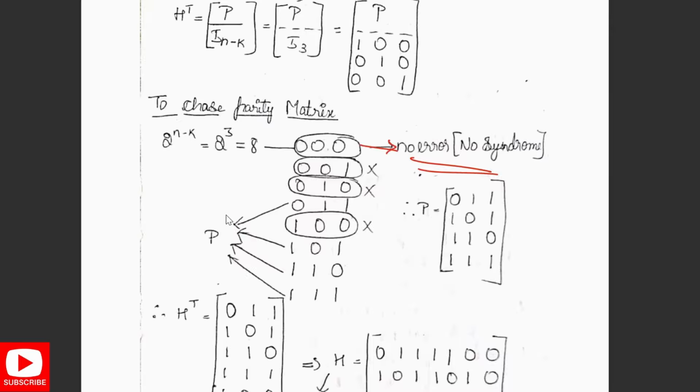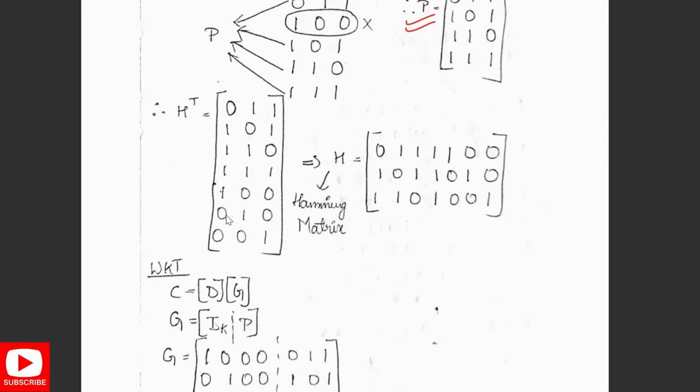In the second one, this is already repeated here, and in the third one it's repeated here, and for this one is repeated here. So these three we have to leave, and the remaining lines will be our parity matrix. This is how we choose our parity matrix. So based on that, find out the H transpose.